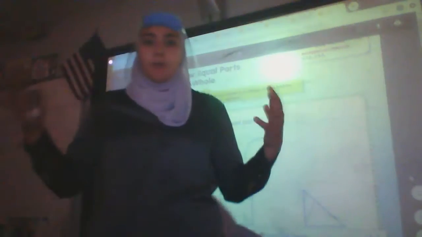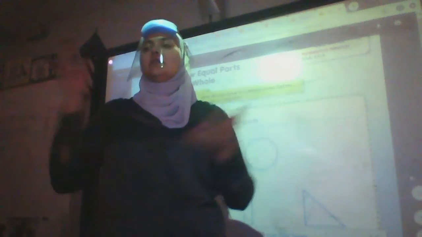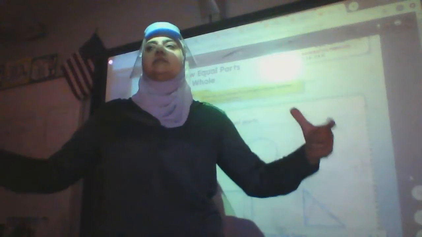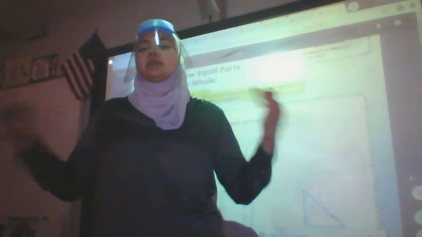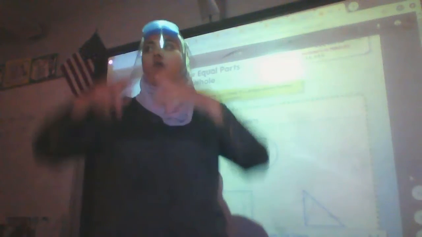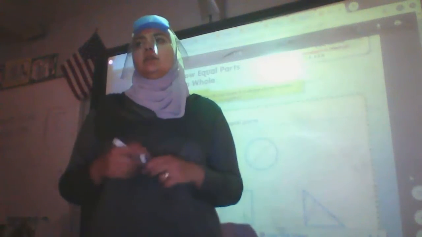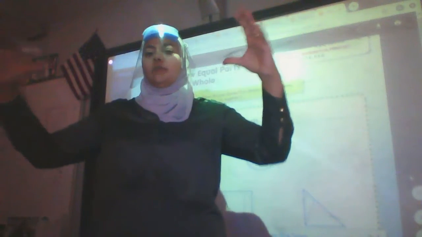Here we are. We're doing Go Math, page 121, lesson 4.2. We are going over show equal parts of a whole. So we said yesterday we learned that one whole or a whole part is a part of something that is not cut. If you get a whole cookie, then the cookie is not cut into pieces. If you get a whole pizza, then that whole pizza is not cut into any pieces. So whole means one. Whole means what? One. Very good.